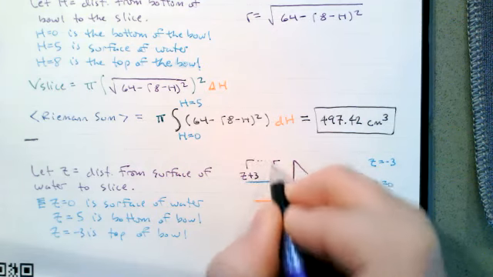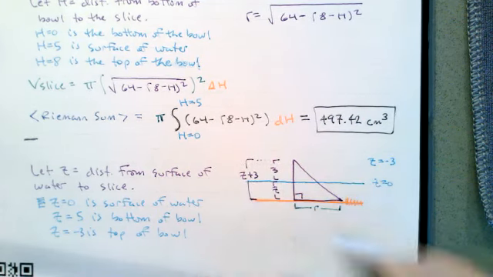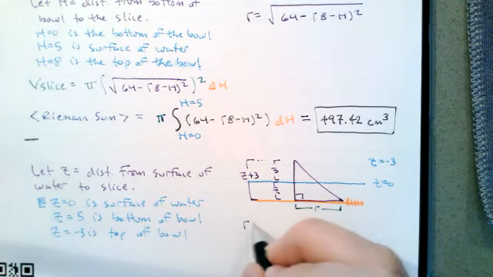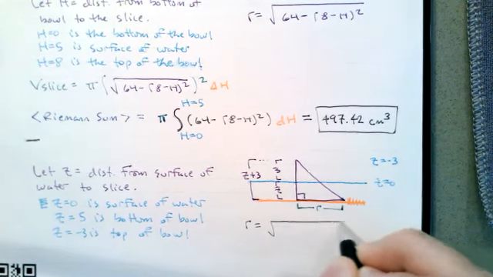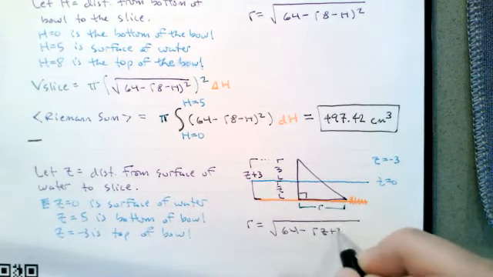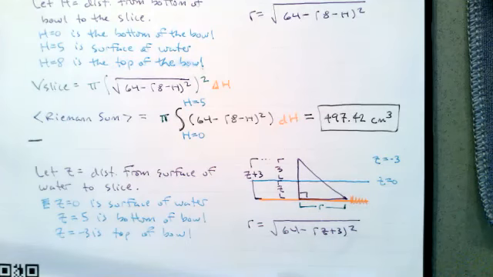So the distance that we're interested in is Z plus 3. This changes what we write for the radius. The radius is now the square root of 64 minus Z plus 3 squared. And our integral will go from 0 to 5 again, but from the surface down to the bottom of the bowl rather than the bottom of the bowl to the surface.